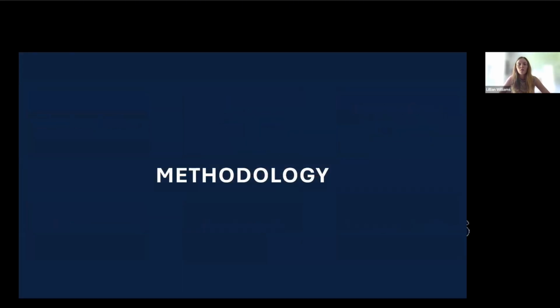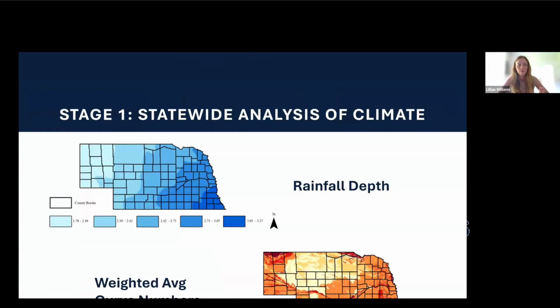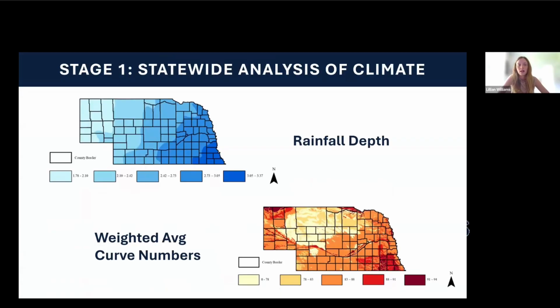So our methodology was developed in 5 stages. Stage 1 was a statewide analysis of the climate. So here I have a map of the rainfall depth and then the average, the weighted average curve number. So that kind of lets you know what's happening across the state as far as soils being lost due to that differing rain intensity. So that analysis led to determining the flow rate and the sediment introduction rate using these specific regional factors.